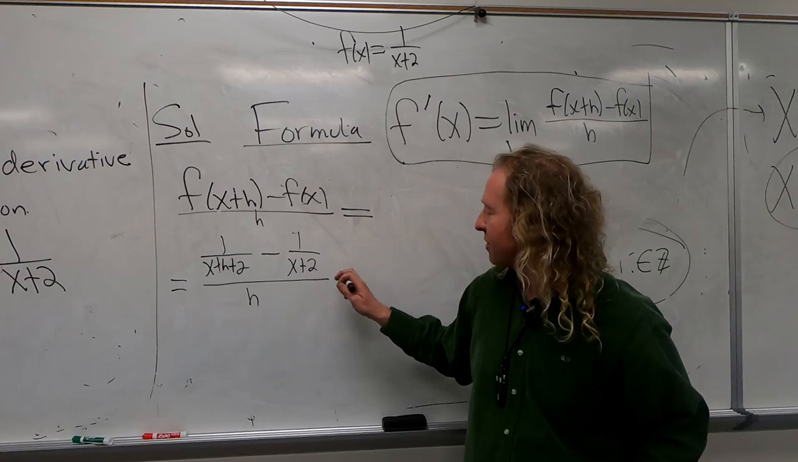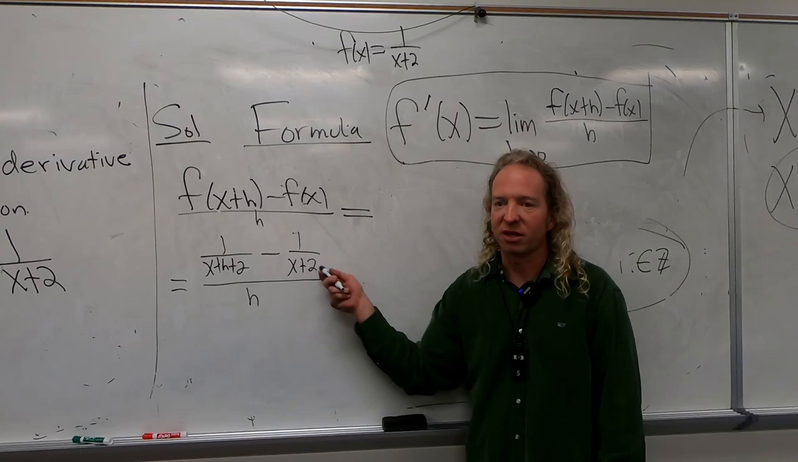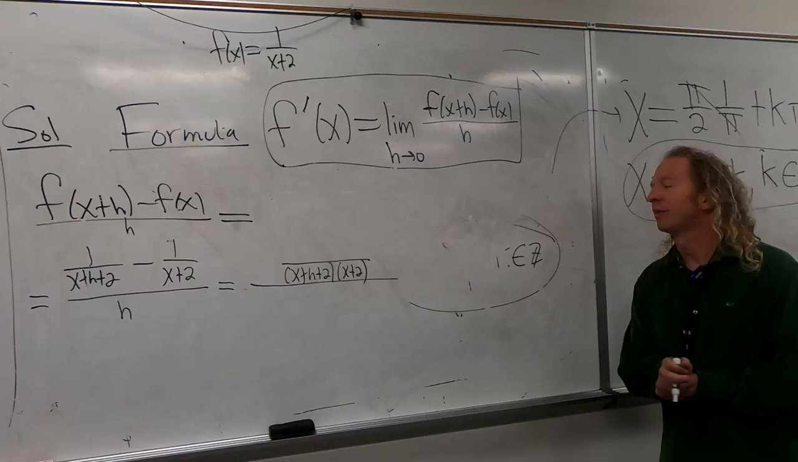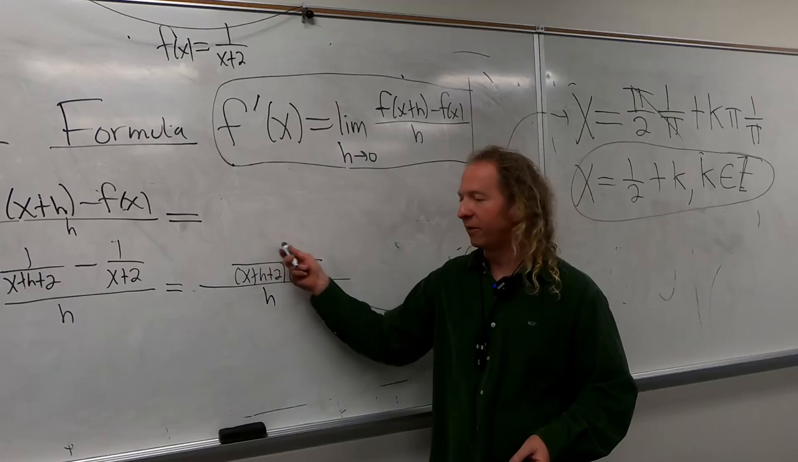The way I do it is kind of cheap. I just write down the product, because that's going to be the LCD. So I just know that will work. So it's going to be x plus h plus 2 times x plus 2. And then we still have the h here, right? So we haven't figured this out yet. I just write it down first. I just know it's this times this on the bottom, okay?